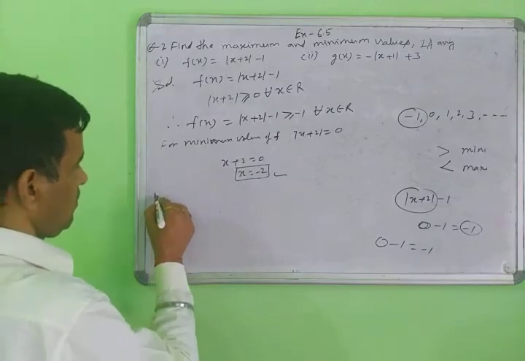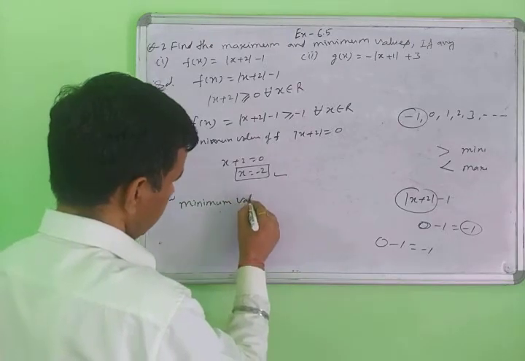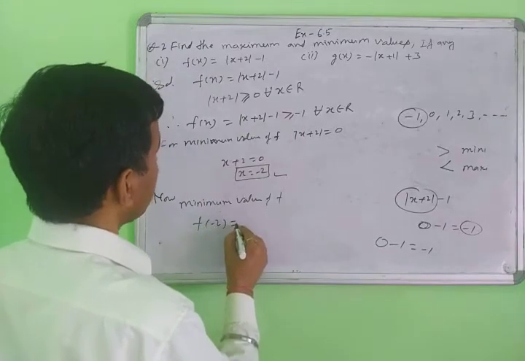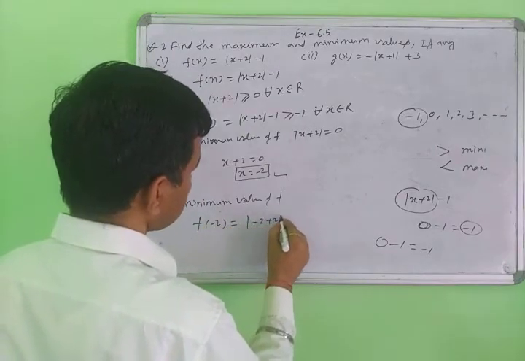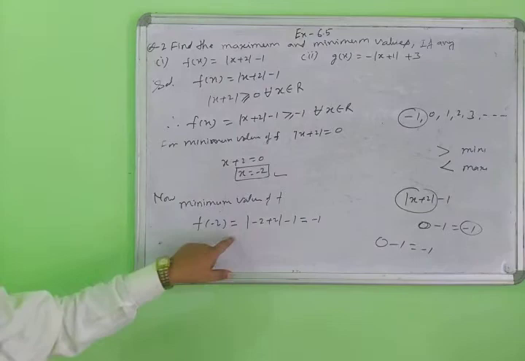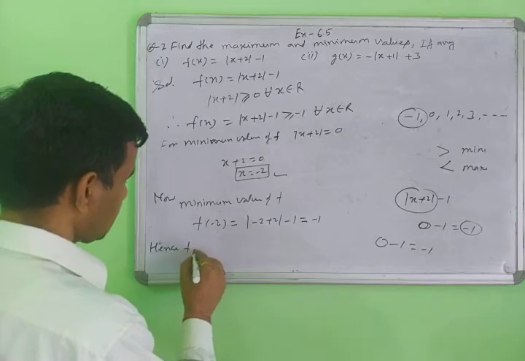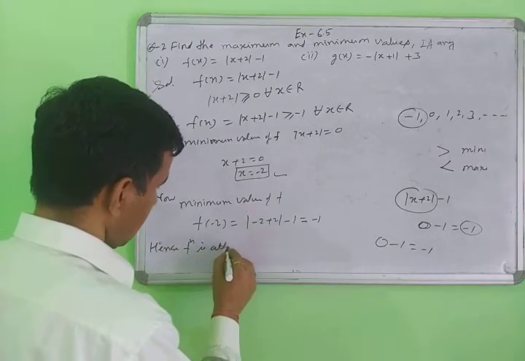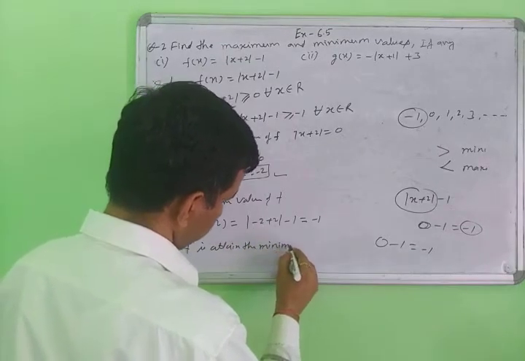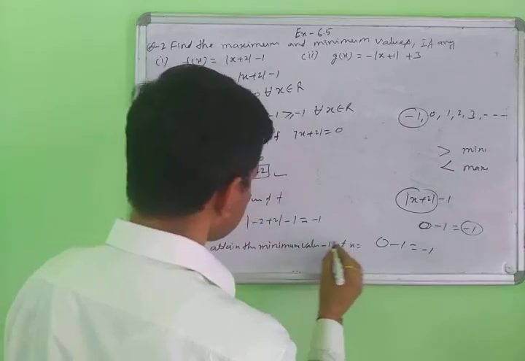So now the minimum value of the function: f(-2) = |-2 + 2| - 1, which is -1. The result always comes out as -1. So this function attains the minimum value -1 at x = -2.